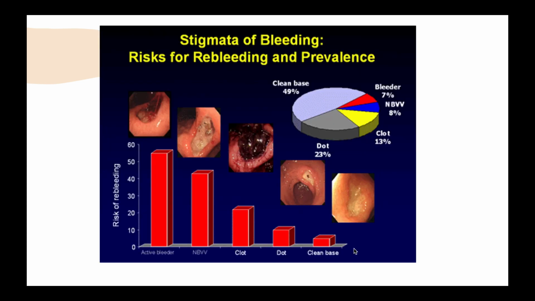Okay, so here's a picture or screenshot I directly took from your lectures. So as you can see here, you've got the different factors or the risk of rebleeding and the stigmata you would see in an endoscopy. If you see active bleeding, the risk is very high. And then this is NBV, new blood vessel, as well as clots and dots, and then you've got clean base. Obviously that's the best prognosis with least risk of rebleeding.